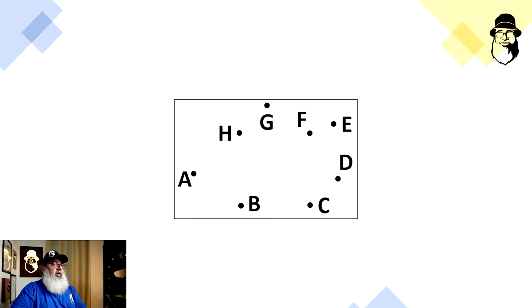Now, here it's the same rectangle and dots, but each dot has a letter next to it. So, we can talk about the dots. The dot on the far left is called dot A or just A.